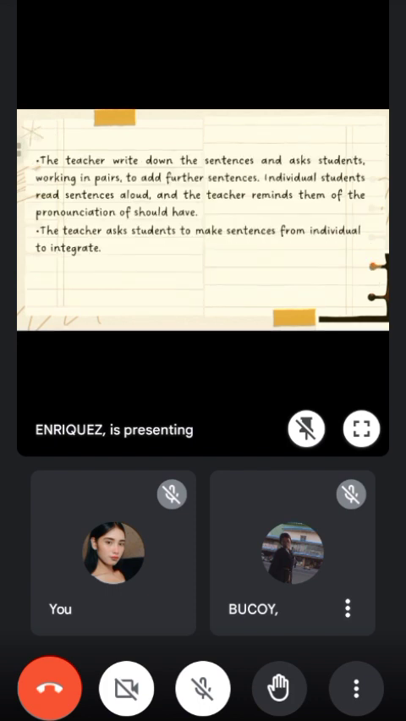The teacher writes down the sentences and asks students working in pairs to add further sentences. Individual students read sentences aloud, and the teacher reminds them of the pronunciation of should have. The teacher asks students to make sentences from individual to integrate. So, in this stage, students pick up grammatical and lexical information easily from the written form. So, in the example, the teacher makes sure of the students' understanding of should have done.